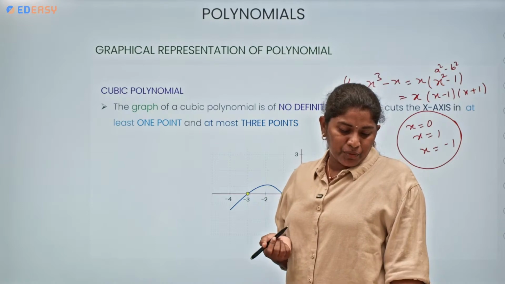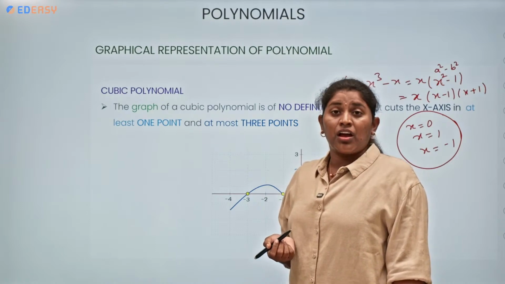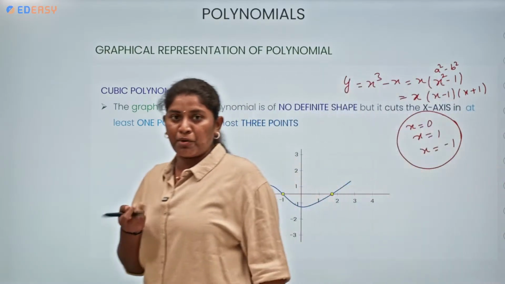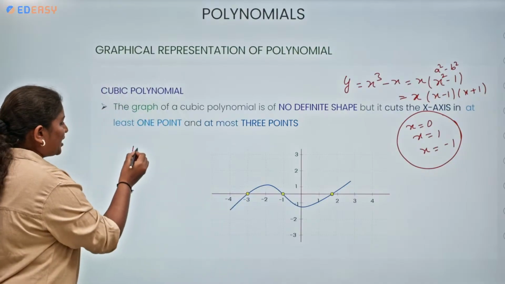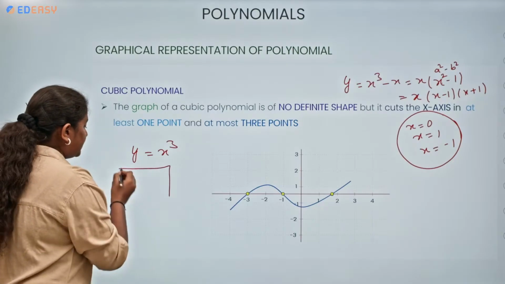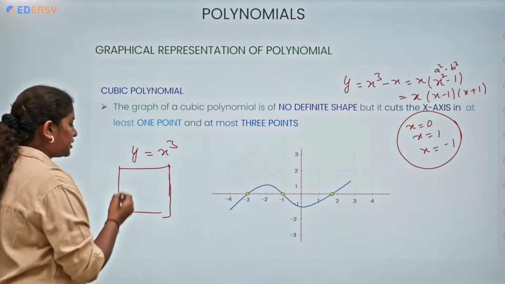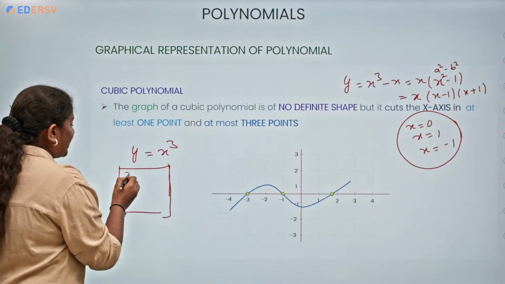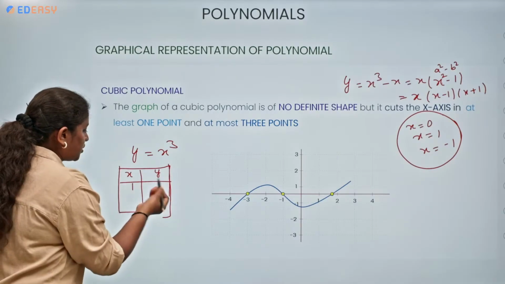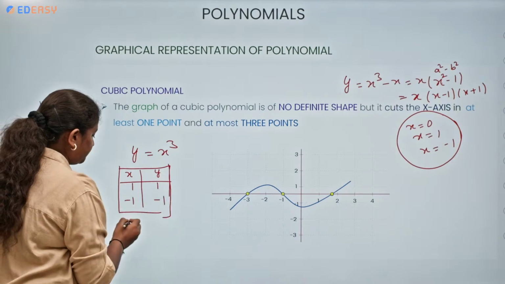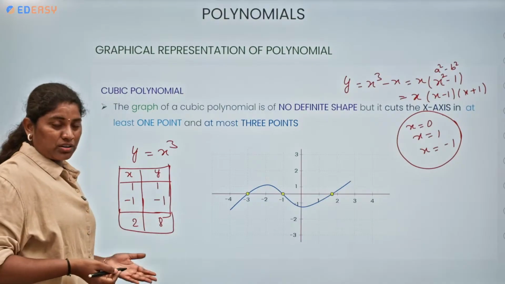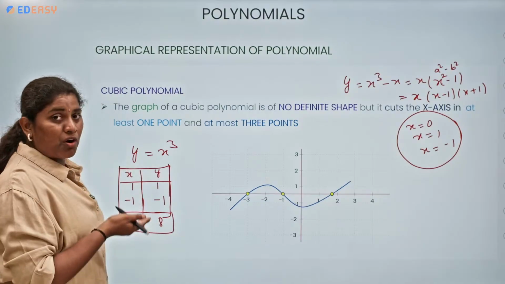How will be the graph of a cubic polynomial with 1 zero? It means you can take the simple example that we have taken for the linear polynomial, which is passing through the origin. y = x cube you can take. Now you can get different values for your y and x. Just take 1, so it will be 1, and -1 gives -1, and 2 gives 8, and so on. Now try to plot them on the graph.